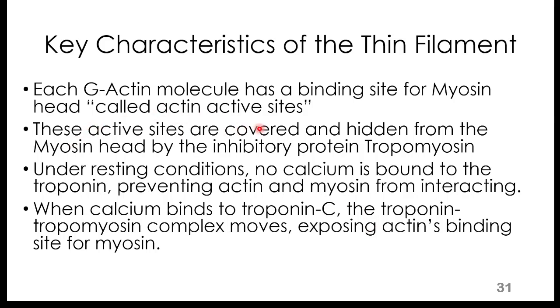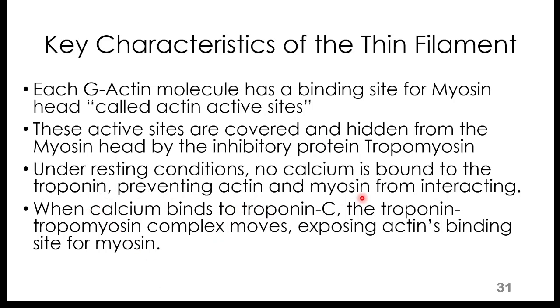All right. So these active sites are covered and hidden from the myosin head by the inhibitory protein tropomyosin. That's why we said that tropomyosin is inhibitory, because it prevents myosin from binding to actin, which is a necessary step for muscle contraction, and so it is inhibiting contraction. Under resting conditions, no calcium is bound to troponin, and that will be troponin C. Troponin C is the part of the troponin complex that binds to calcium.